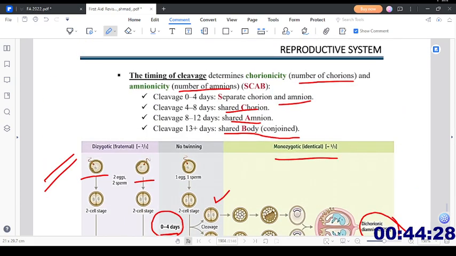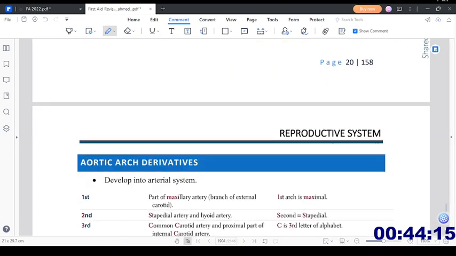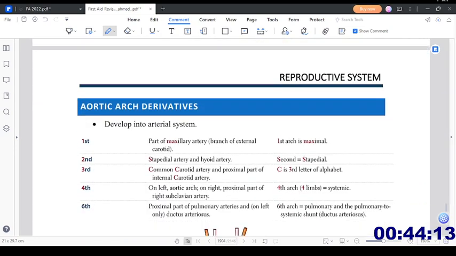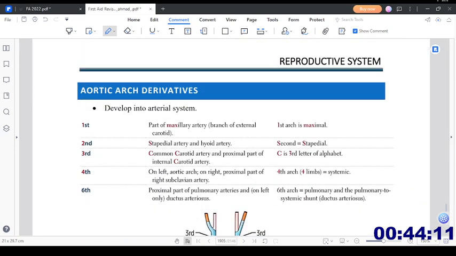And you must remember the mnemonic SCAB. From cleavage 0 to 4 days, separate chorion and amnion; 4 to 8 days, shared chorion; and then shared amnion and shared body, which is a conjoined condition. I'm sorry for the slowness of this process, but it is a very important table, so just keep this in mind. And now it is a very important concept that we are going to discuss.